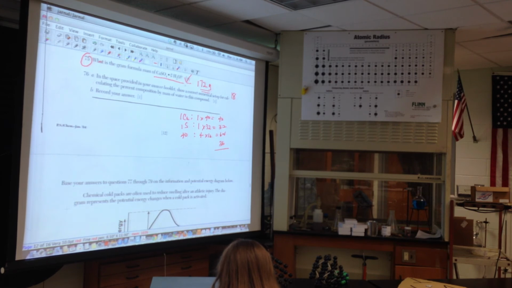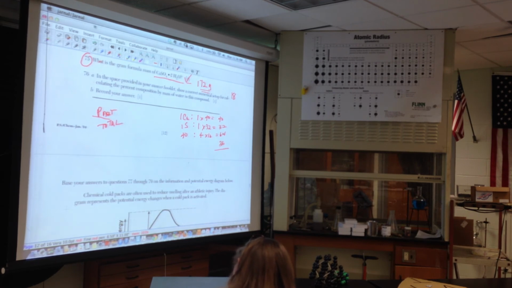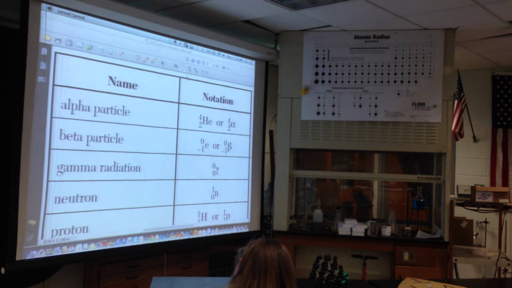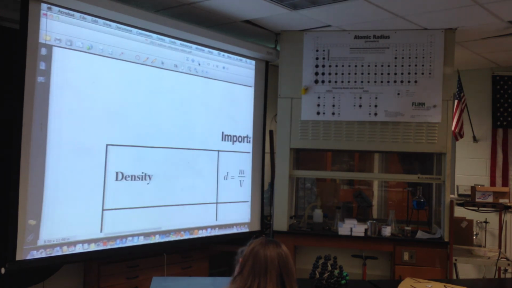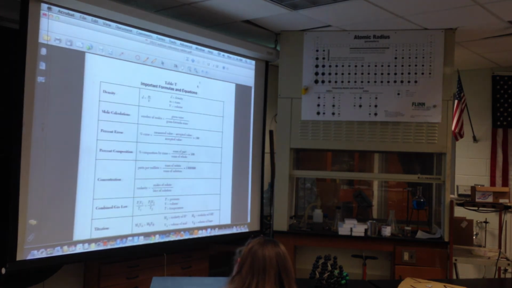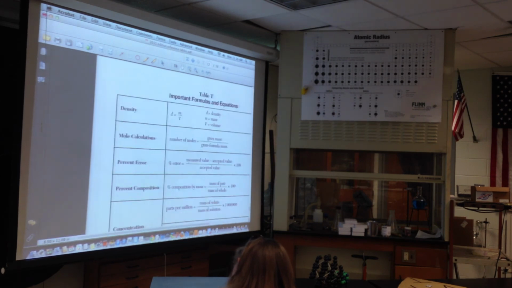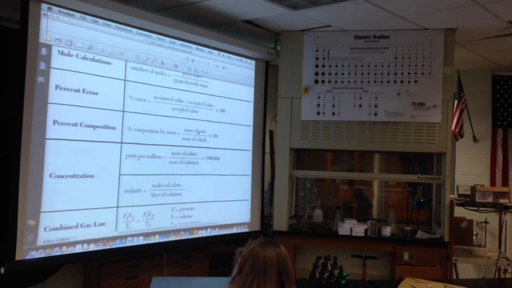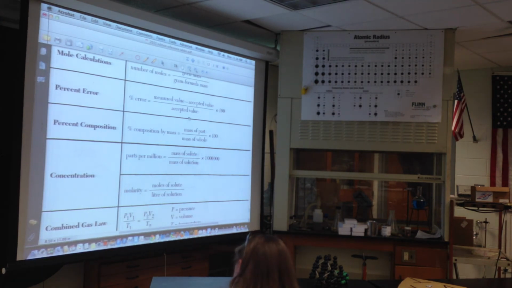Now, this one's just 1. 76. In the space provided in your booklet, show a correct numerical setup for calculating the percent composition by mass of water. Really? Percent composition is what? Part over total. And if you don't know this, party people, on table T in the reference tables, it reminds us: percent composition, mass of part over mass of total times 100.